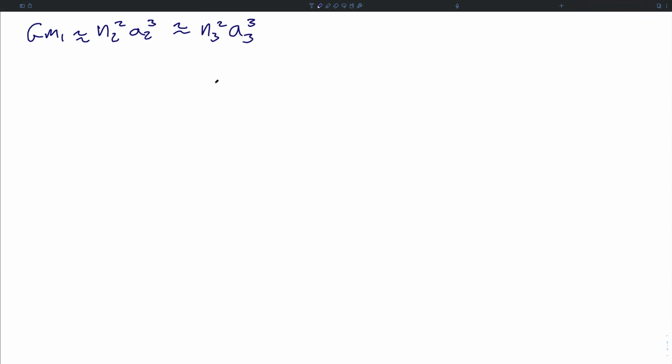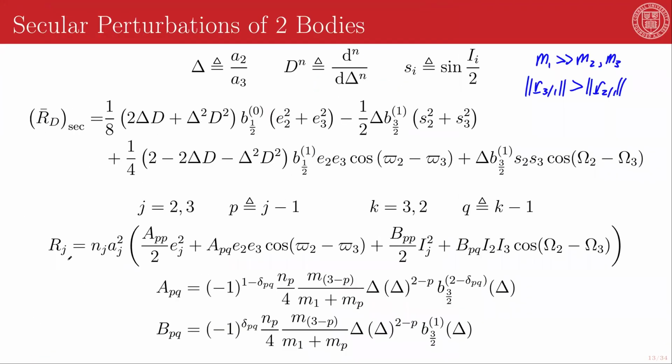Then we can write both of our disturbing functions, R2 and R3, using this one expression for R sub j. So j is again either 2 or 3, and we are defining these two new sets of coefficients, A_pq and B_pq, which are given by these expressions here. The p term is always going to be given by j minus 1, that is, whichever body index we're using, minus 1. And for j equal to 2 or 3, k will be the opposite index. So when j is 2, k is 3, and the q coefficient is going to be given by k minus 1.